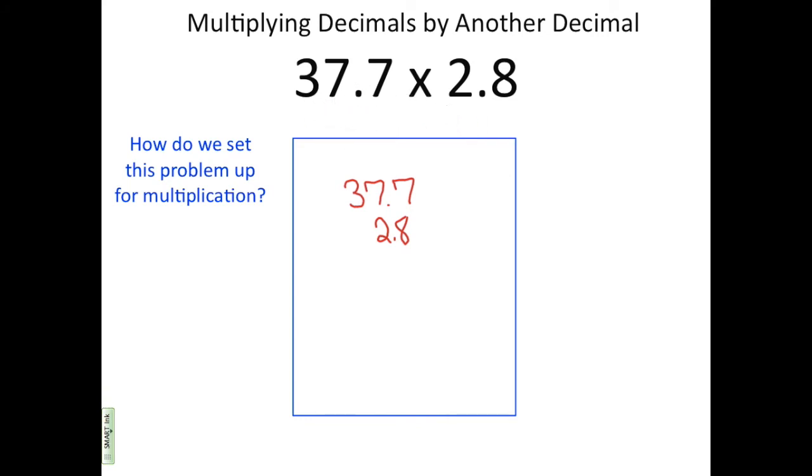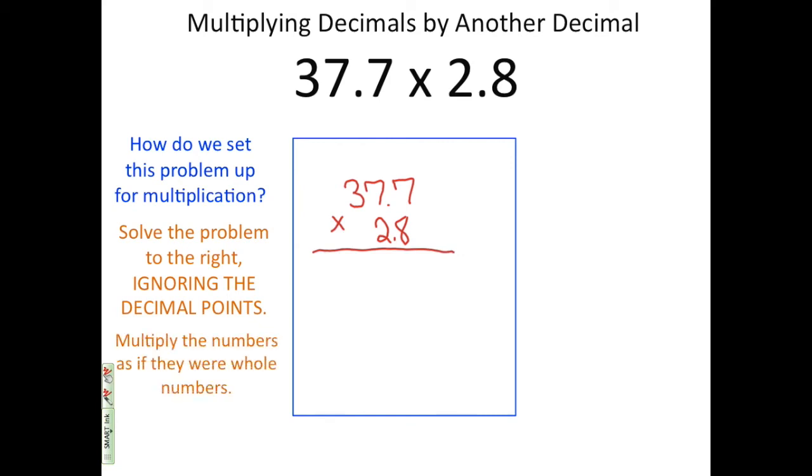Now that I have it set up, I'm going to solve the problem ignoring the decimal point. So I'm solving as though they were whole numbers. 7 times 8 is 56, carry the 5. 7 times 8 is 56 again. Add the 5 in, is 61. I carry the 6. 8 times 3 is 24, plus 6 is 30.